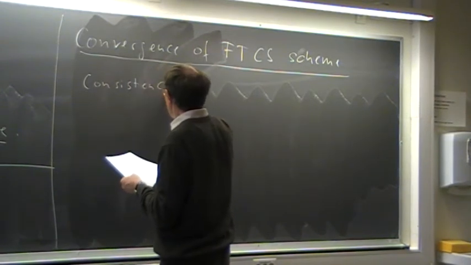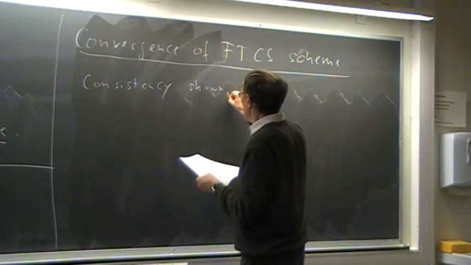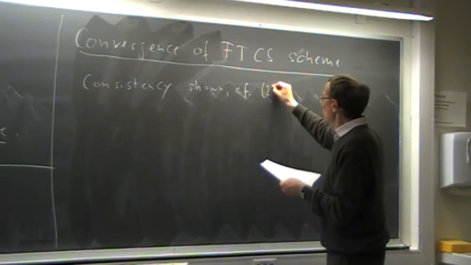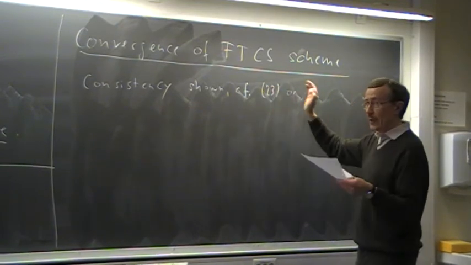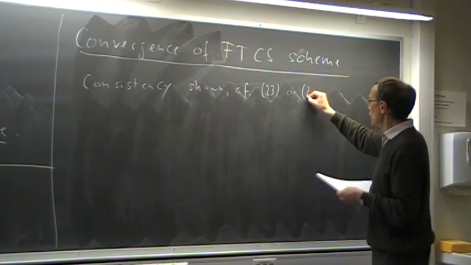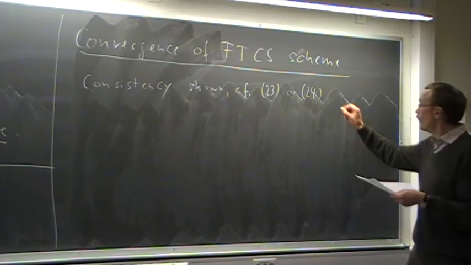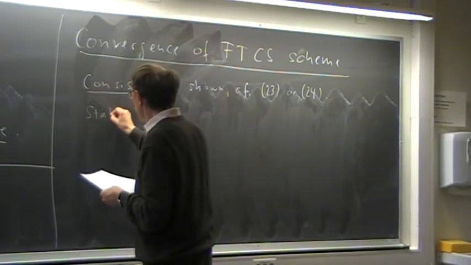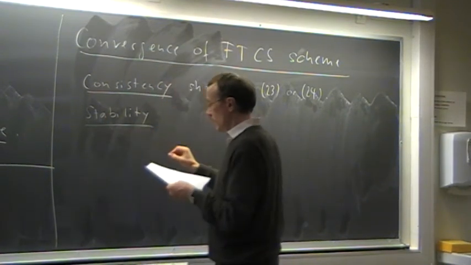Consistency, that was shown. We have a more elaborate consistency analysis in 23. Here we had the leading order terms, and when we just have the basic order was 24. Stability, that we have just shown a minute ago.